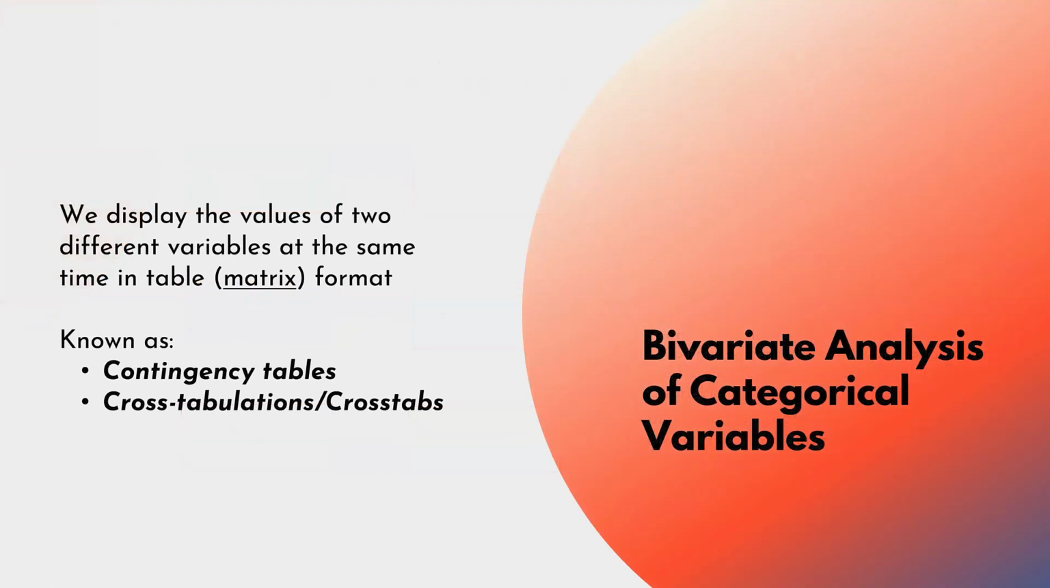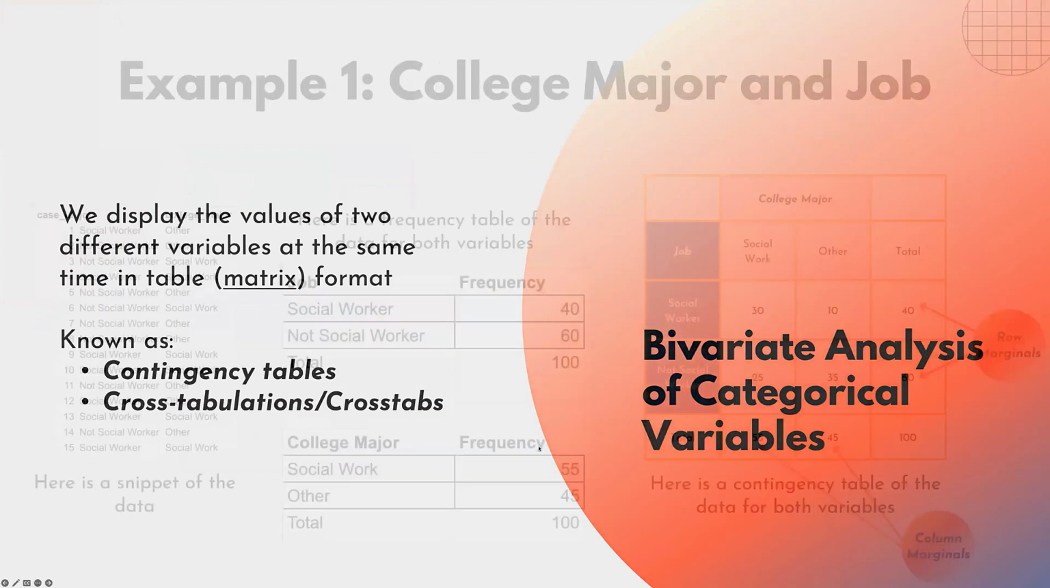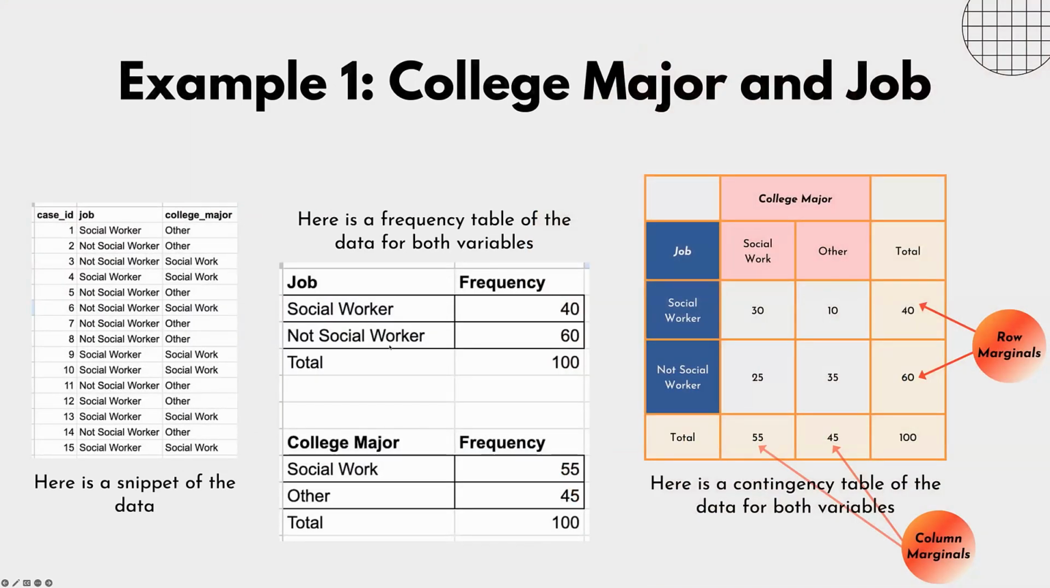So if we're looking specifically at the relationship between two categorical variables, we want to display the values or categories of these variables in a matrix or a table, right? These tables are known as contingency tables or cross tabulations, crosstabs. So for instance, we have this example of college major and job type, or actual job. So we have a breakdown for each of these cases.